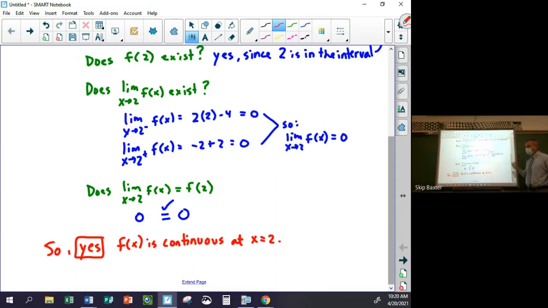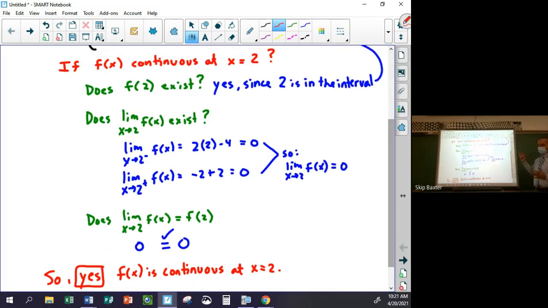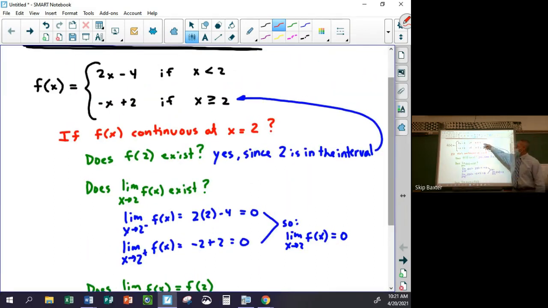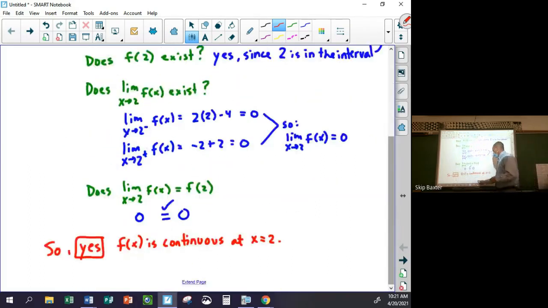Now we can kind of streamline this process a little bit. You don't have to go through all this ridiculousness. You could just say, if we can figure out that the limit exists, then just by the way that we calculate limits of piecewise functions, then you can say that this part's true. So really all you need to do is make sure that the limit exists. In other words, make sure that you get the same thing when you plug it into both pieces. And make sure that the x value in question is actually in the interval. As long as those two things are true, you're good. It's a continuous function. Okay?